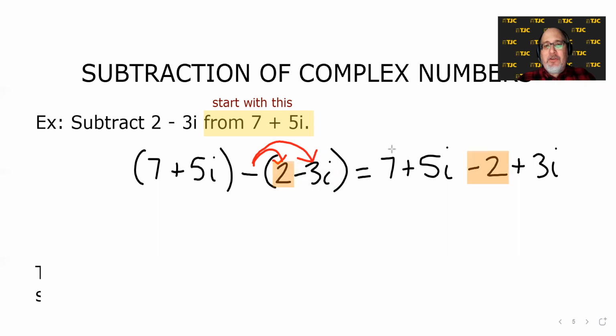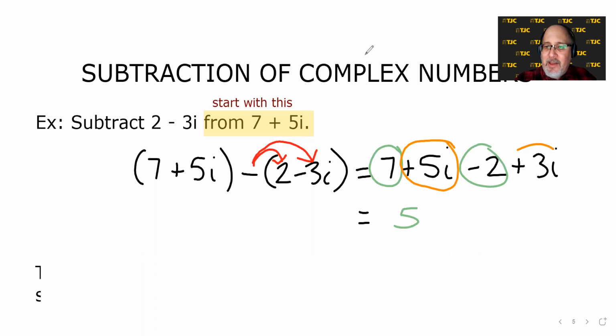Now, at this point, we're ready to combine like terms because there are no parentheses keeping things trapped. And now we just got to track down our like terms. Well, this is the easy part. For the real parts, green for the reals, we have 7 minus 2, that's 5. And for the imaginary parts, we have +5i and +3i, that's +8i, finishing the problem. And again, this is actually a faster problem to do than it is to explain all the intricate details.